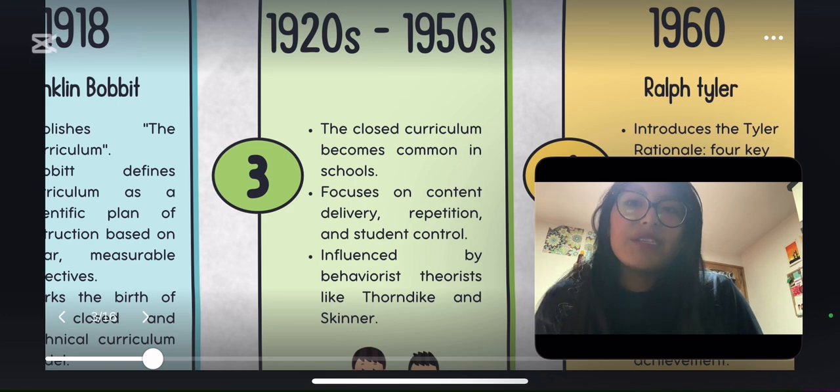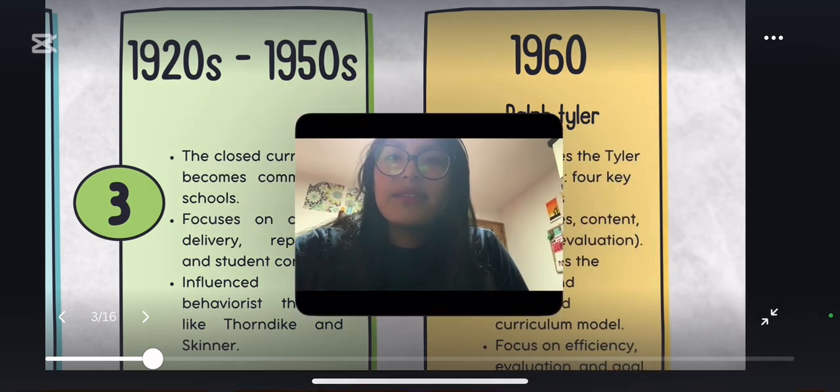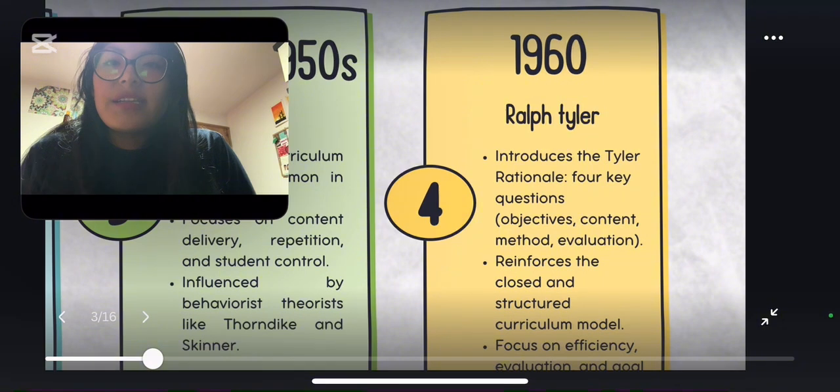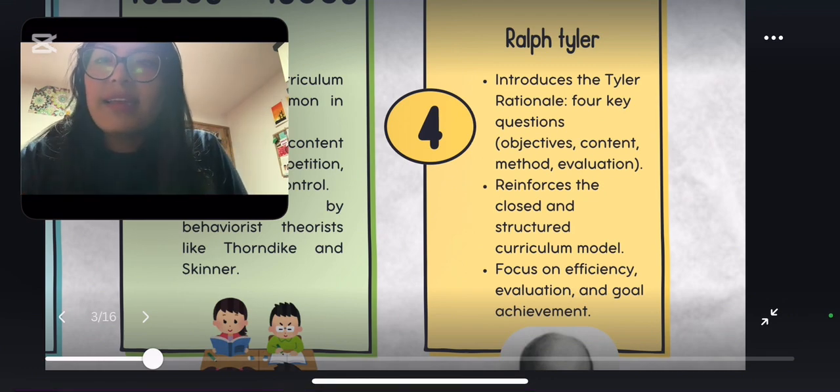delivery, repetition, and student control, influenced by behaviorist theorists like Thorndike and Skinner. In 1949, Ralph Tyler introduced the Tyler rationale with four key questions: objectives, content, method, and evaluation. It reinforced the closed and structured curriculum model, focused on efficiency, evaluation, and goal achievement.